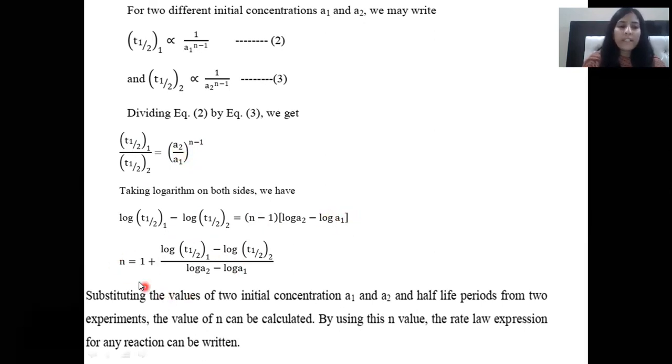Now on solving this, we get n is equal to 1 plus log of half-life 1 minus log of half-life 2 upon log a2 minus log a1. Substituting the values of initial concentrations a1 and a2 and half-life for two different experiments, we can calculate the order of a reaction.